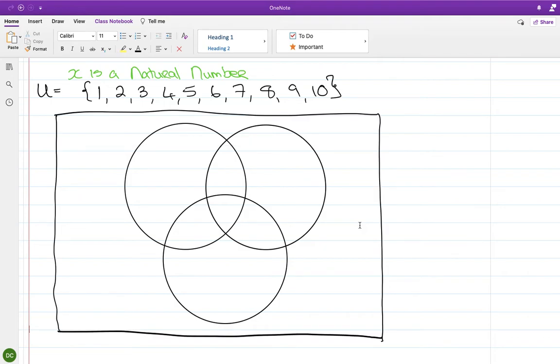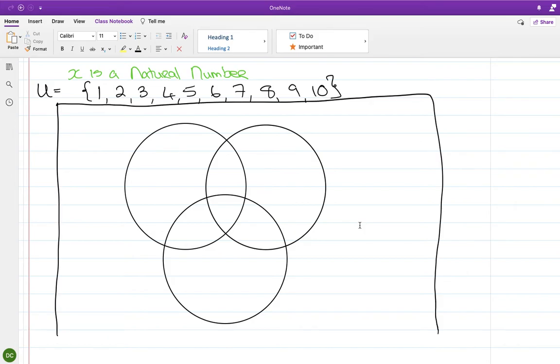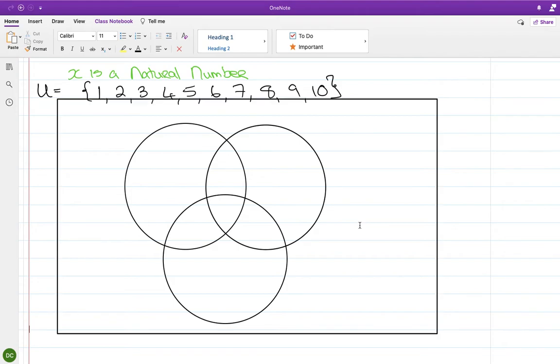Let's try that again. Okay, so we go a little bit higher maybe. Yeah, all the way across. Okay, perfect, that one worked. Okay, so we have our universal set. We have set A, we have set B, and we have set C. Okay, and we always do it in that order, right? A is on the left, then B, then C.